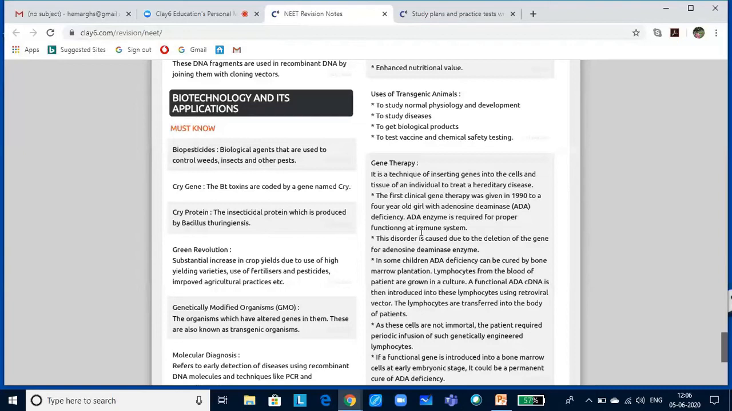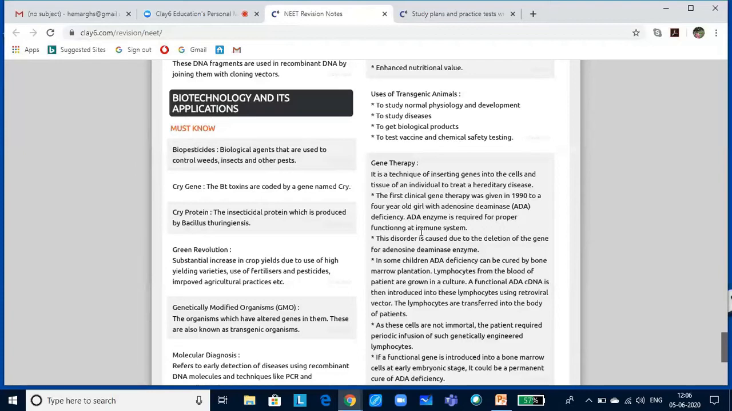Now let us look at gene therapy. Gene therapy is an attempt to cure hereditary or genetic diseases. Genes are inserted into a person's cells and tissues to treat the disease. The first clinical gene therapy was given in 1990 to a 4-year-old girl with adenosine deaminase deficiency, or ADA deficiency.